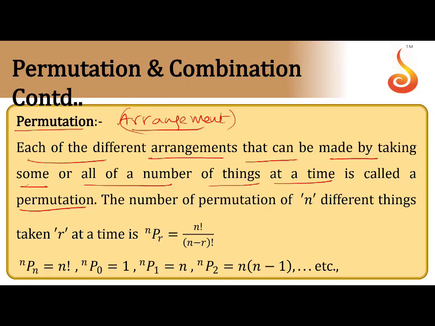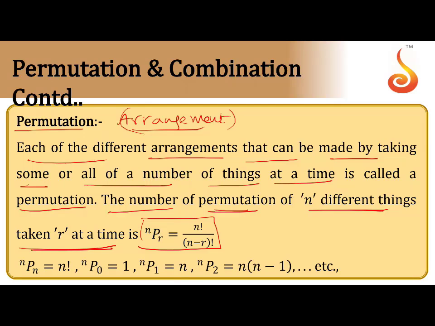Because writing out all the arrangements every time is very difficult, there is a formula for this. The number of permutations of n different things taken r at a time is nPr, equal to n factorial by n minus r factorial. I hope you understand. There are n things, you can take r things and arrange them. The number of arrangements will be nPr, that is n factorial by n minus r factorial.